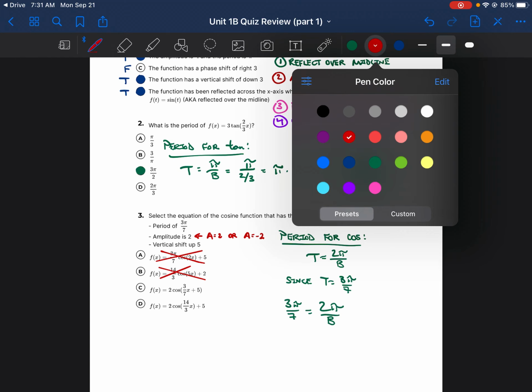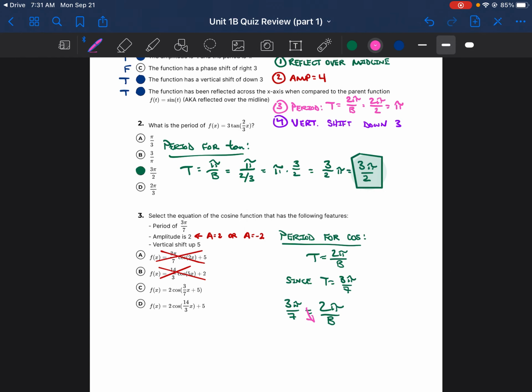And then notice that we can use cross multiplication to solve for b. So we would multiply 3 pi times b, 7 times 2 pi, so we'd get b times 3 pi equals 14 pi. Go ahead and divide 3 pi from both sides. We get b equals 14 pi over 3 pi.